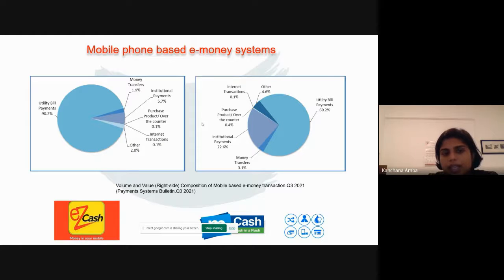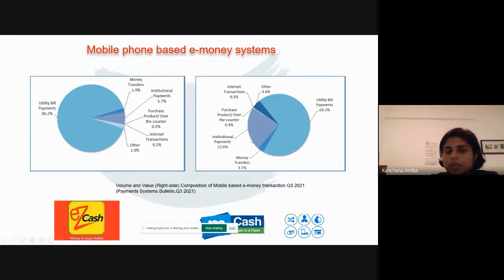And they have been adding new features. So it's not just a money transfer system. You can see that money transfers themselves are quite low, right? And if you look, this is the volume and this is the value, right? Volume side and value.